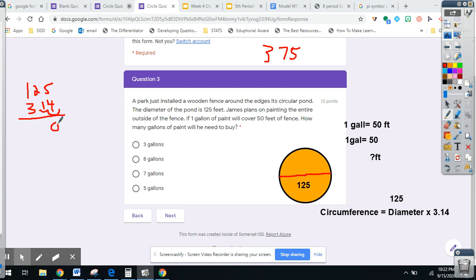4 times 5 is 20. 4 times 2 is 8. Plus 2 is 10. 4 times 1 is 4. Plus 1 is 5. I'm done with that number. Add my 0 and start here. 1 times 5 is 5. 1 times 2 is 2. 1 times 1 is 1. So I'm done with this number too.